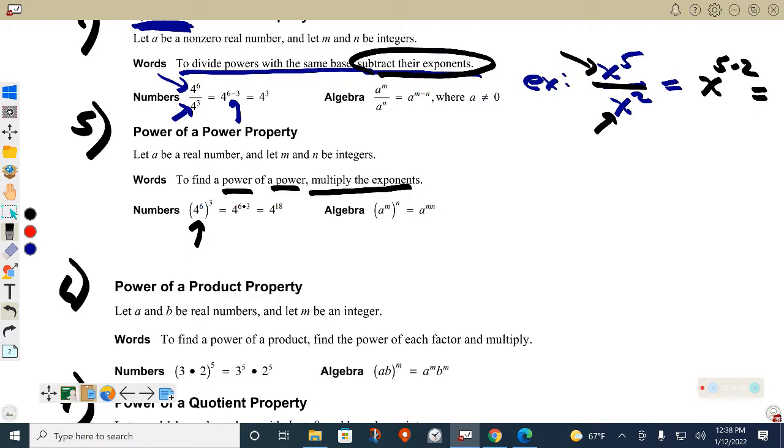You gotta be kidding me. Look at the example of numbers. 4 to the 6th to the 3rd power is just 4 to the 6 times 3. 4 to the 18th power. Done. Come on.